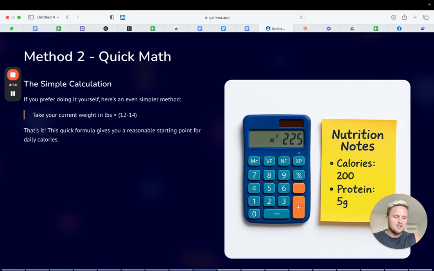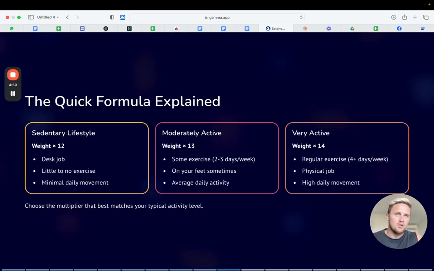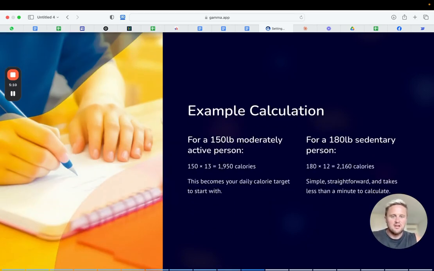So all we're doing there is taking your current body weight and then timesing it by 12 to 14. And depending on what your goal is here, what that spits out as a number is going to dictate how low you try and create a deficit from there. All right, so this person here is weighing in at 150 pounds. And they've taken the number 13 because they're moderately active, and they've got 1950 as a baseline in terms of calories.